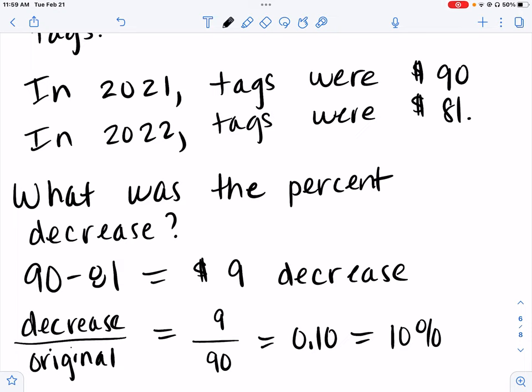First, we find the dollar decrease. Okay, they were 90 and then they went down to 81. So that's a $9 decrease. Our decrease amount is $9. They were $90. 9 divided by 90. 9 divided by 90 equals 0.10. Move it 2 places, that's 10%.